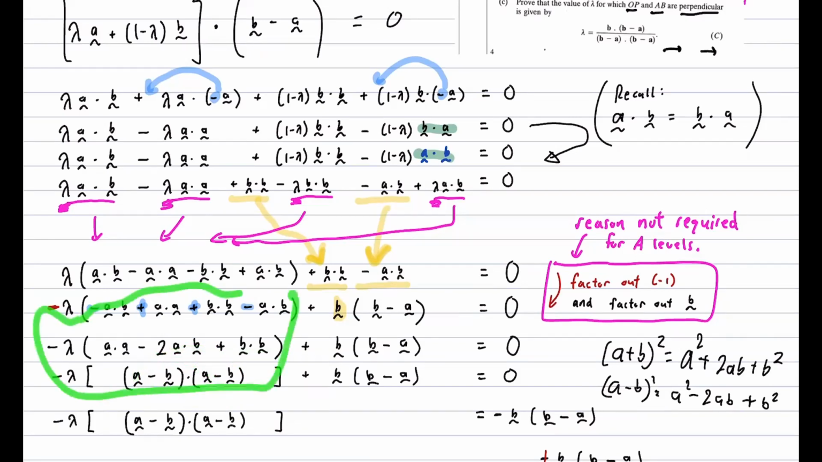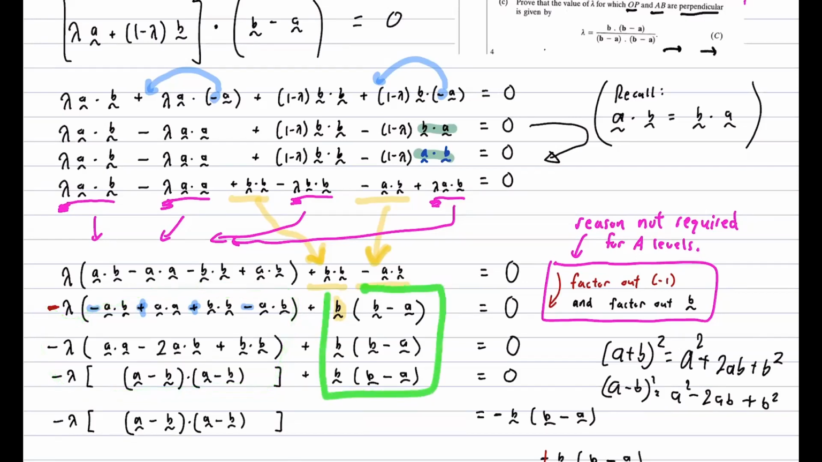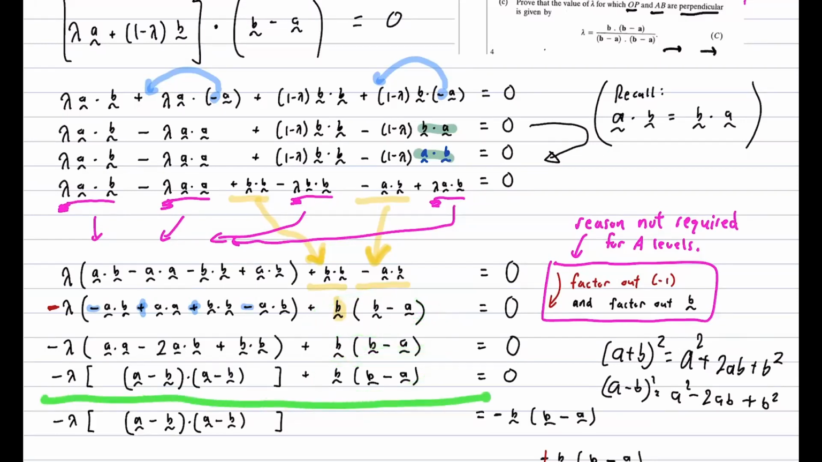For these first three terms, then we look at the yellow color terms, B dot B minus A dot B. I'm going to simplify it. How? I am just simply factoring out a vector B. Vector B dot bracket B minus A. And I just copy and paste. Now I want to solve for lambda.